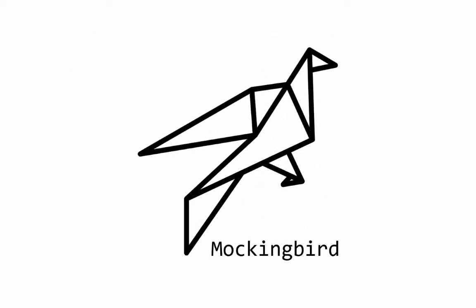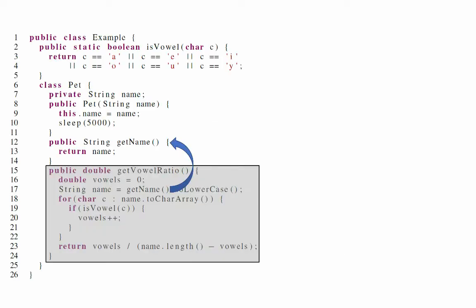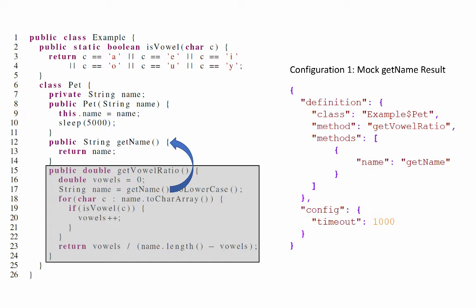We solve this problem by using the Mockingbird framework to introduce mocked objects to strategically break a method's dependencies on the rest of the program. One way to break a dependency of the getValRatio method is to directly mock the object result of the getName method. This simple JSON configuration file instructs the Mockingbird framework to run the AFL fuzzer on the getValRatio method without invoking the pet constructor, while also translating AFL's driver outputs from a binary file to the string object returned by getName.